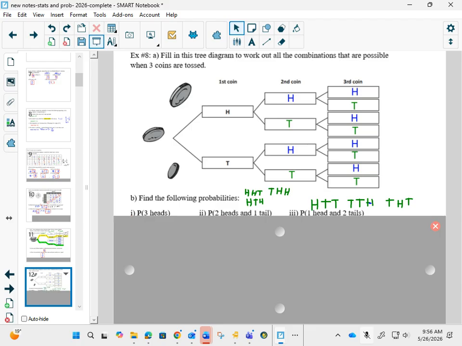Yeah, I'm gonna erase these for now. Yes, porque tiene la misma combinación de TH, TH, TH.